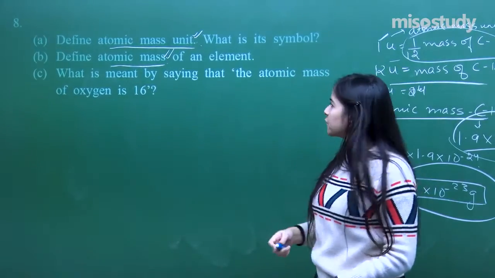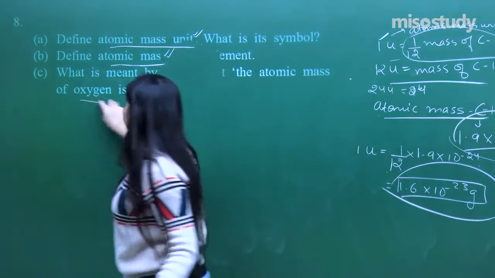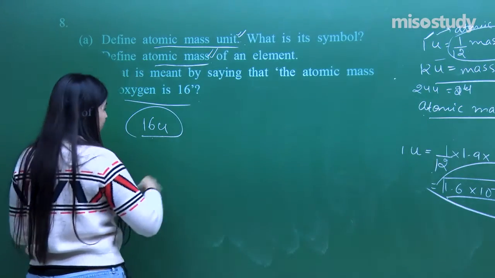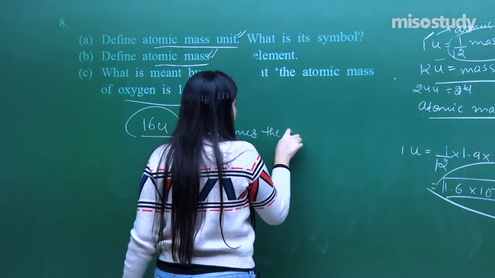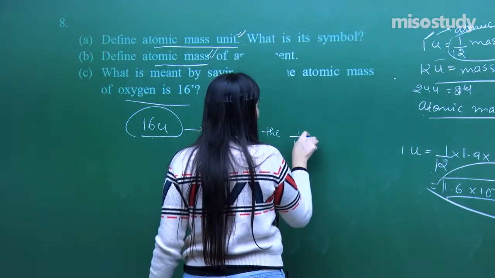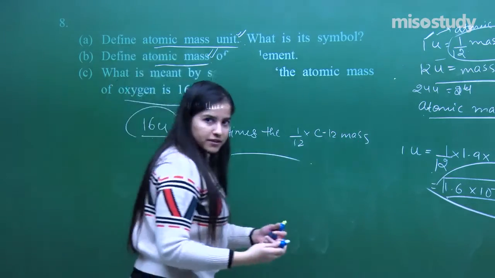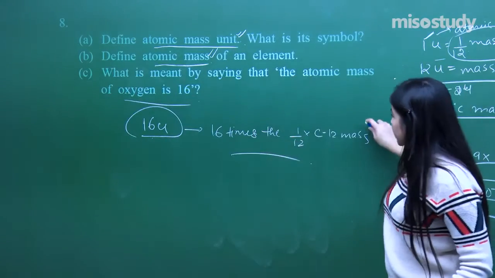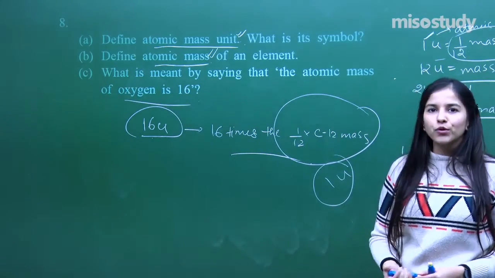Fine. Now you can very well find out what is meant by saying that the atomic mass of the oxygen is 16. That means it is saying it's 16 units. That means it is 16 times the 1 by 12th of carbon 12 mass. That is what we actually correlate with the carbon 12. So 16 times of the 1 unit. This is 1 unit only. So that is how we can correlate it with the carbon.